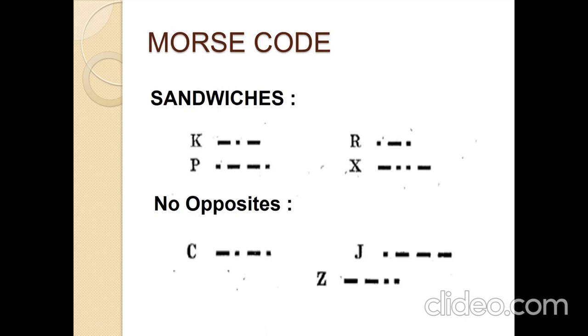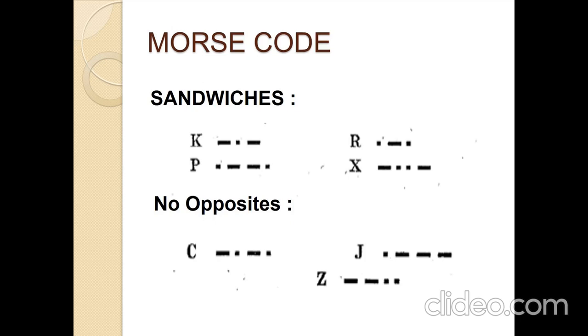Next, sandwiches. I think you know the meaning of sandwich. Both the sides bread, inside something is stuffed. Like the same way, here both the sides will be the same, center will be different. Now, for K, da did da. Opposite for the K is R, did da did. P, did da da did. For X, da did did da. This is the sandwich.